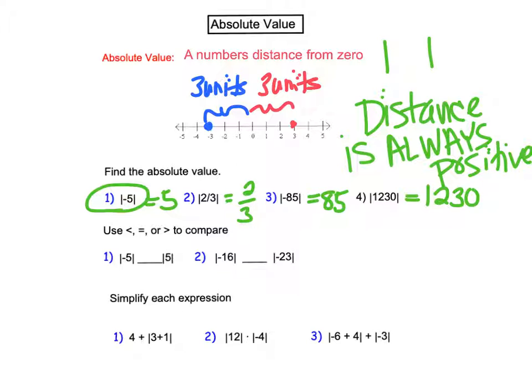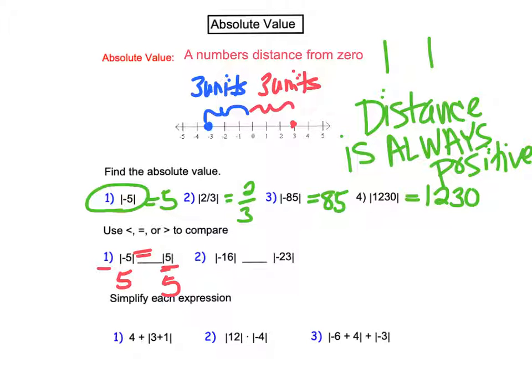Using inequality symbols to compare absolute values is straightforward. We just need to look and evaluate what the absolute values are. So for number 1, it's asking us what is the absolute value of negative 5. Well, that's just a positive 5. And what is the absolute value or distance from 0 of 5? Well, that's also 5. So you can see these two numbers are equal.